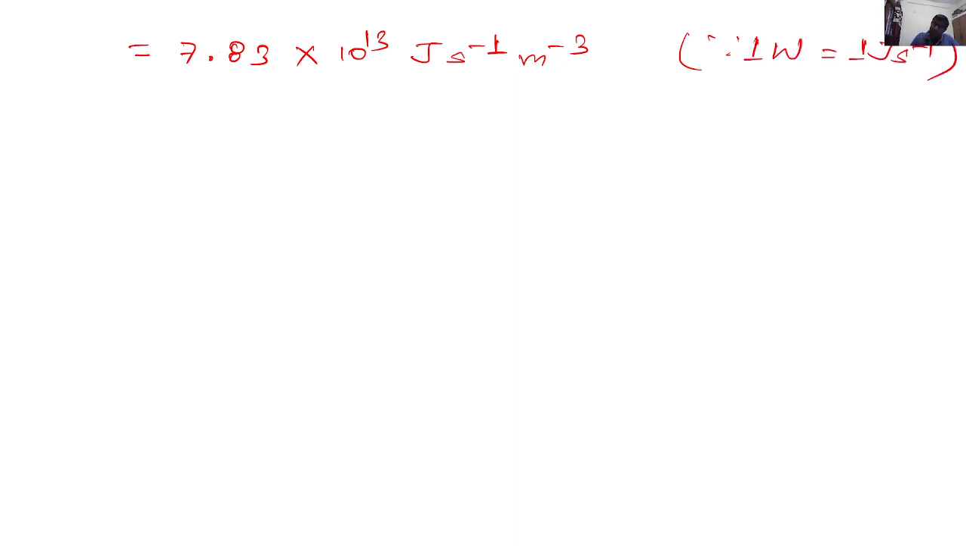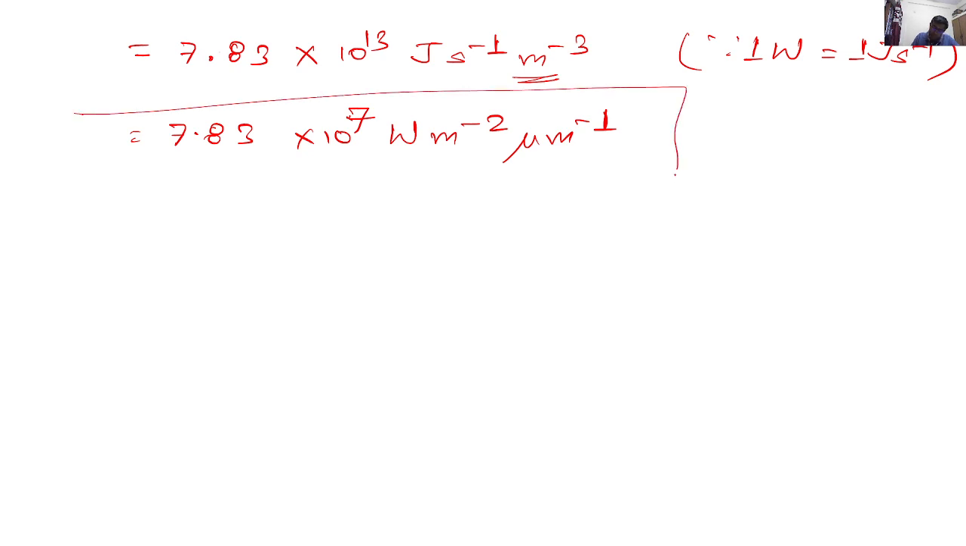So the final answer comes out to be 7.83 into 10 to power 13 joules per second per meter cube. Now we know that 1 watt equal to 1 joules per second. We know that very well. So 7.83 into 10 power 7, because we are converting the meter into micrometer. So it would come out to be watts per meter square per micrometer, and that would be the answer.